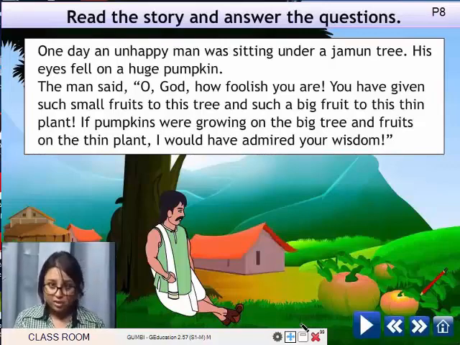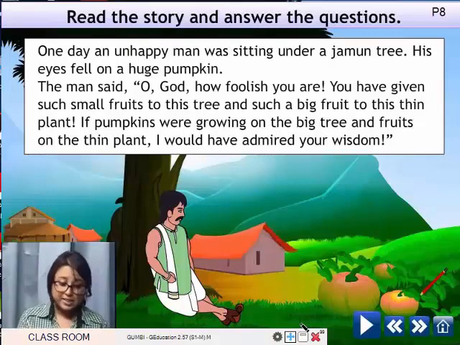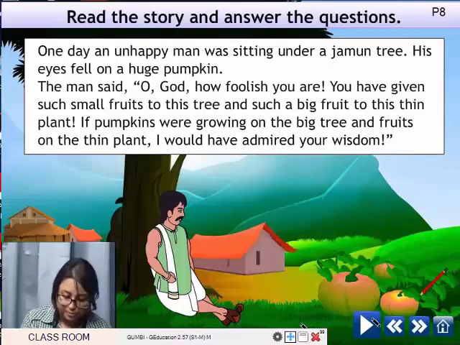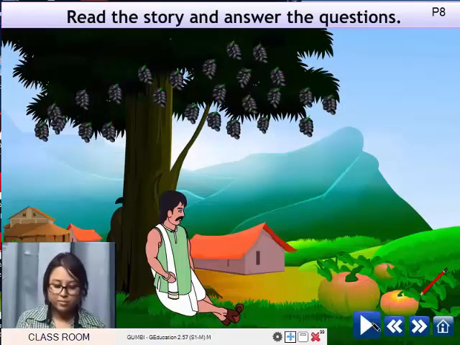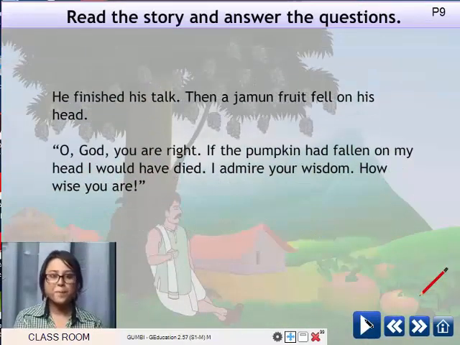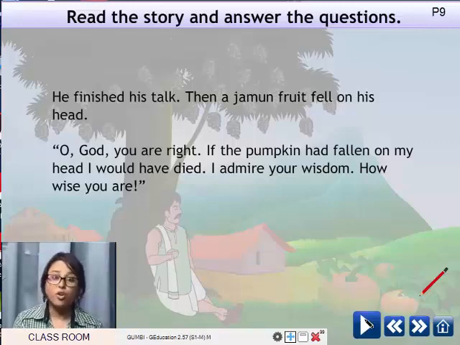Oh God, how foolish you are! You have given such small fruits to this tree and such a big fruit to this thin plant. If pumpkins were growing on the big tree and fruits on the thin plant, I would have admired your wisdom. He finished his talk. Then a jamun fruit fell on his head. Oh God, you are right. If the pumpkin had fallen on my head, I would have died. I admire your wisdom. How wise you are.